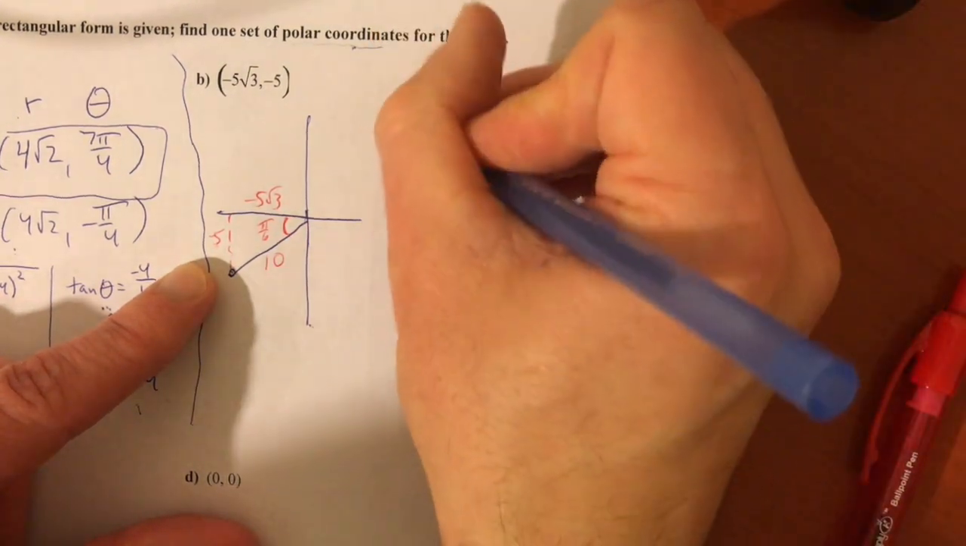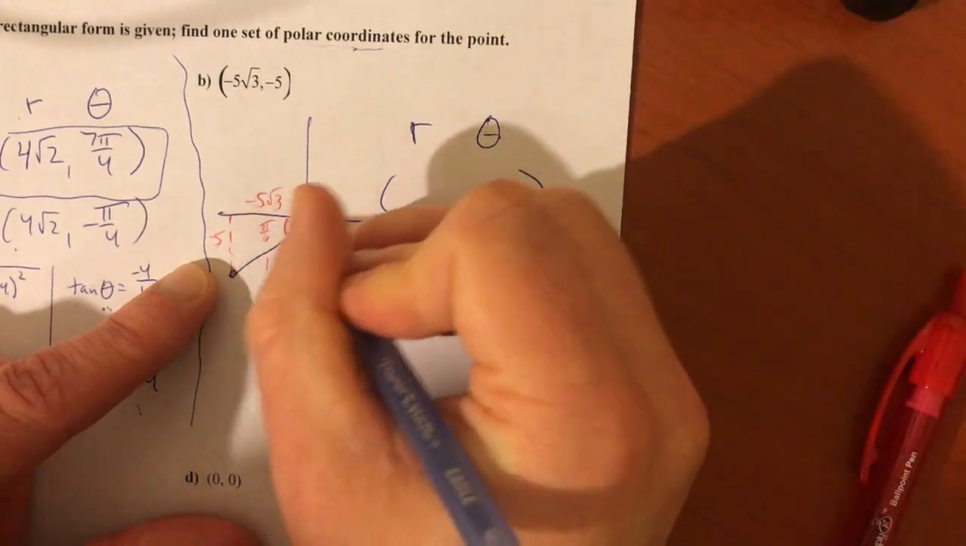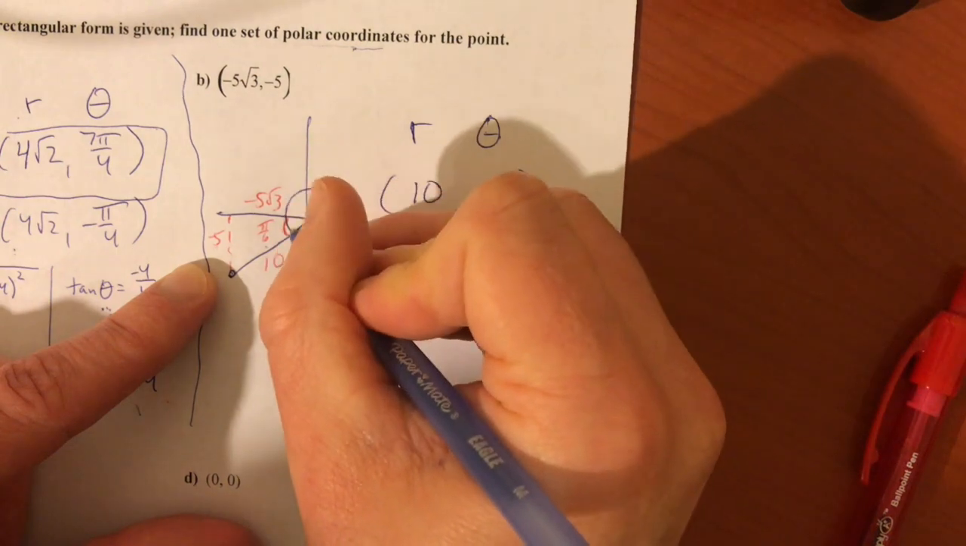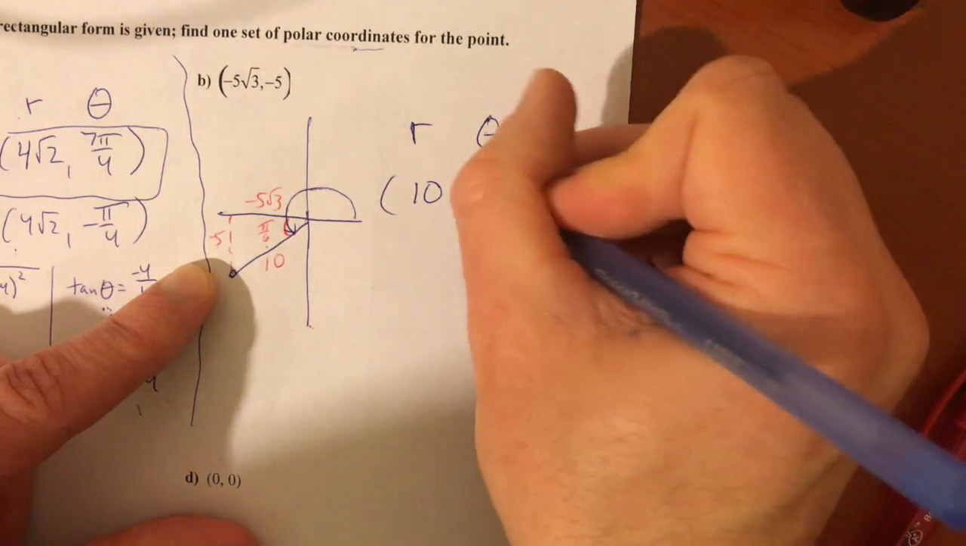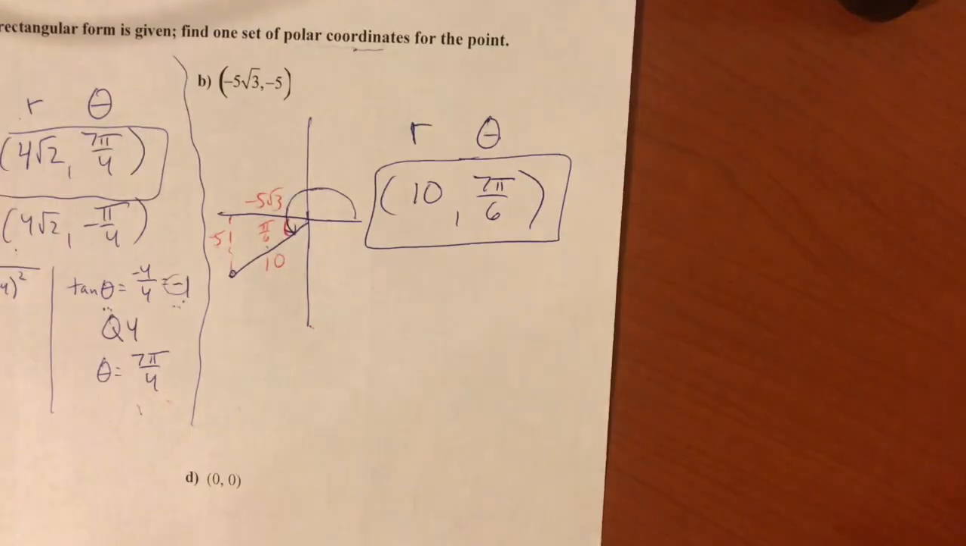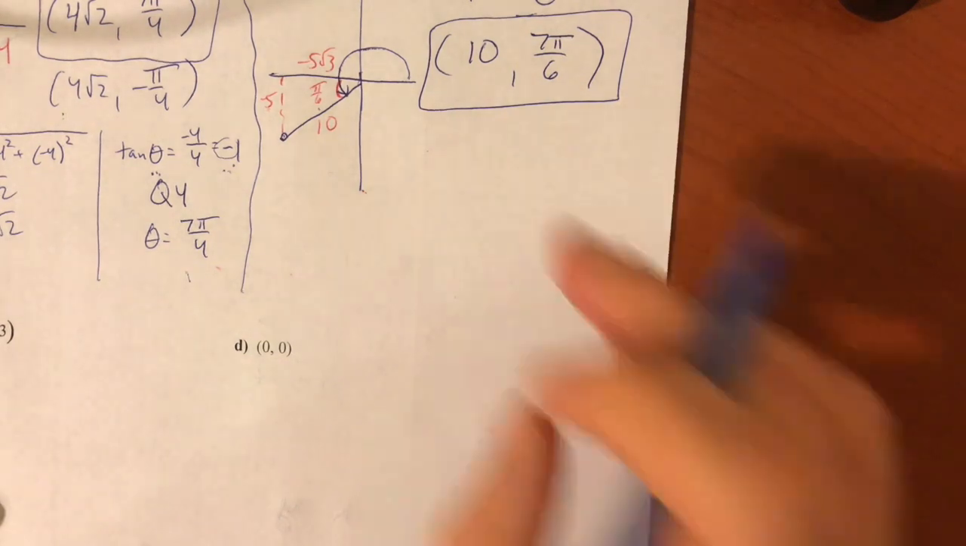So to me, maybe I just love geometry, I don't know. But the r value is 10, and what is the pi over 6 in quadrant 3? 7 pi over 6. Boom. You want to use the formulas? Go for it. All good, as long as you get to there.